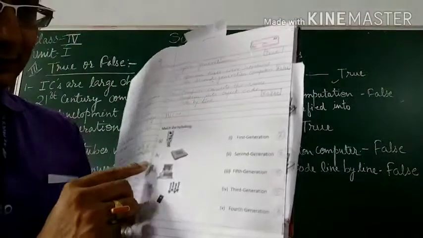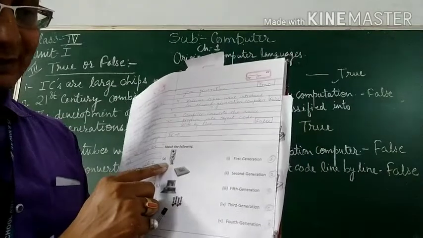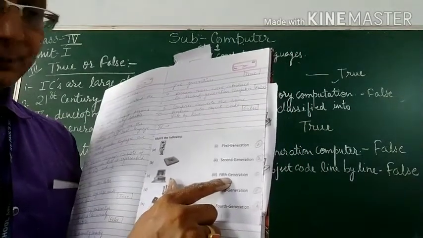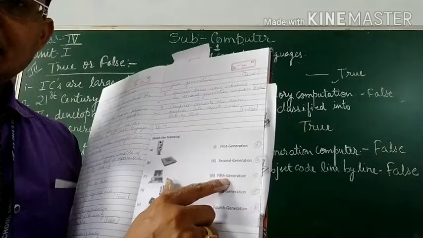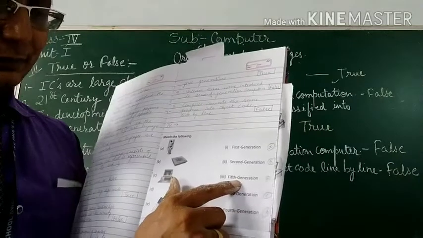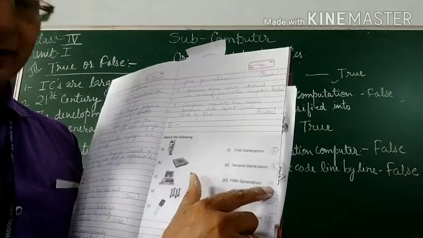You will just see the picture. This is a robotic model. So this A will come to the fifth generation. In fifth generation, AI, artificial intelligence, was introduced. So it comes in the third option. So you will write A over here.